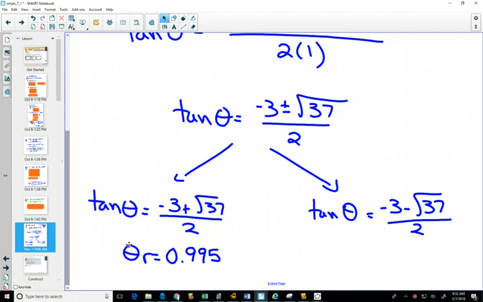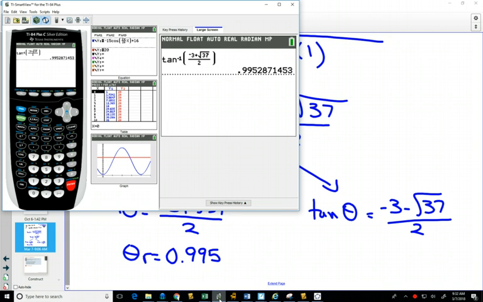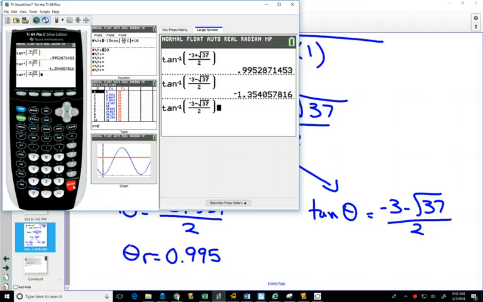On the right-hand side, negative 3 minus the square root of 37 over 2, that is negative. So when finding my reference angle for that one, again, I do tan inverse. If I didn't change the signs, I'll push enter, I'll get a negative angle. Reference angles are always positive. So what I need to do is multiply that fraction by a negative number to make it positive. I could either multiply the top by a negative, which would make it positive 3 plus the square root of 37, or I could multiply the bottom by a negative. I think I'm going to do that because it's going to be easier just to insert a negative on the bottom. And now when I find my reference angle, it's positive 1.354.